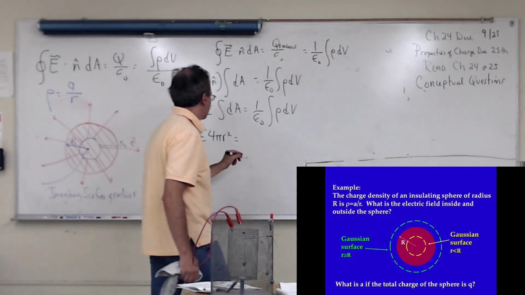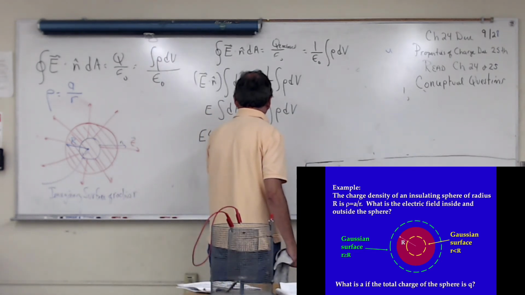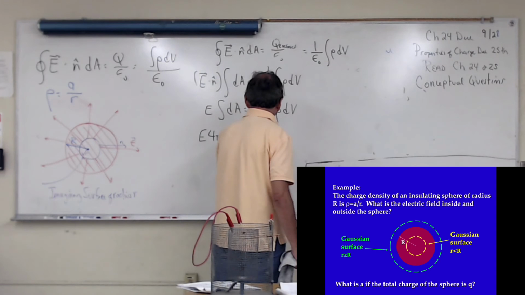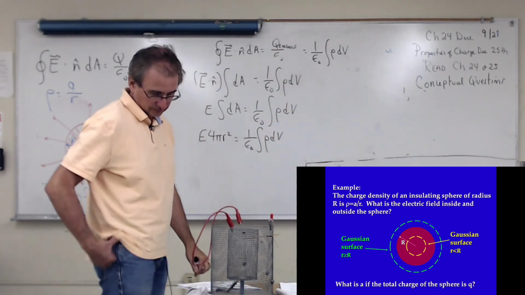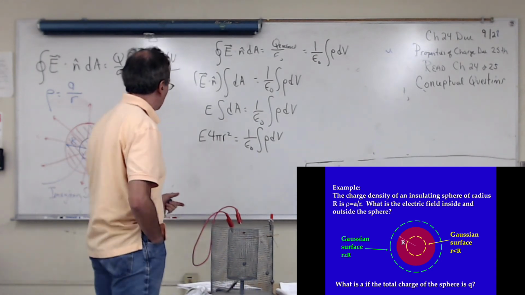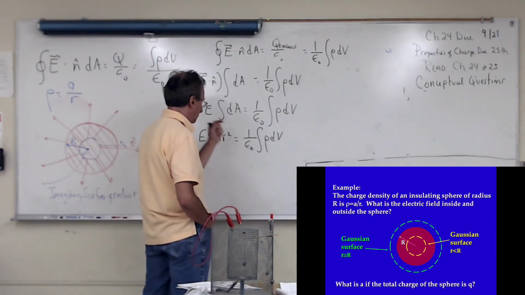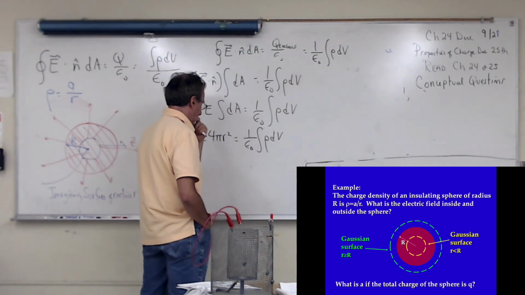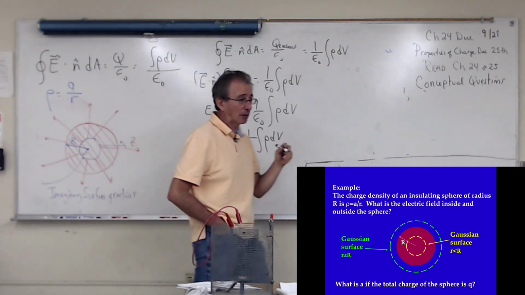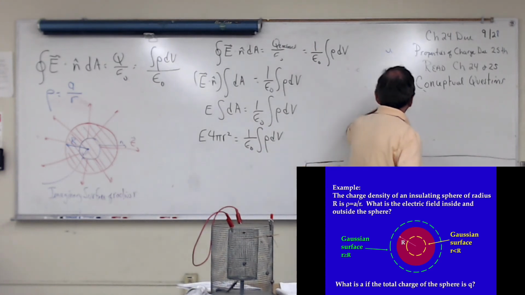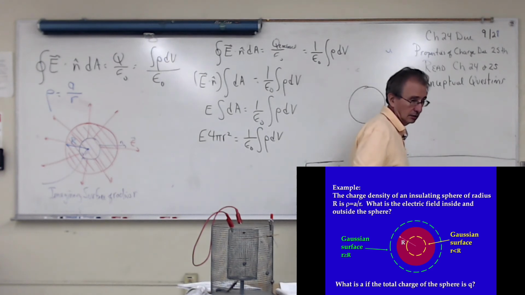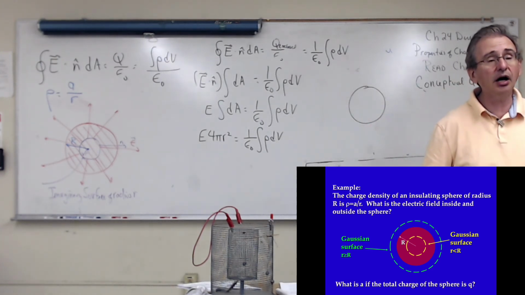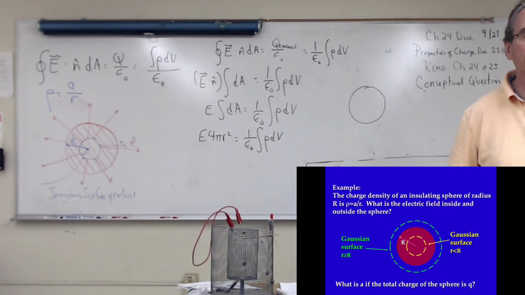So now I've got to figure out what this integral turns out to be. If I have a sphere, how do I break up a sphere? Well, if the density only depends on r, then I can break up the sphere in terms of a bunch of shells, like an onion.